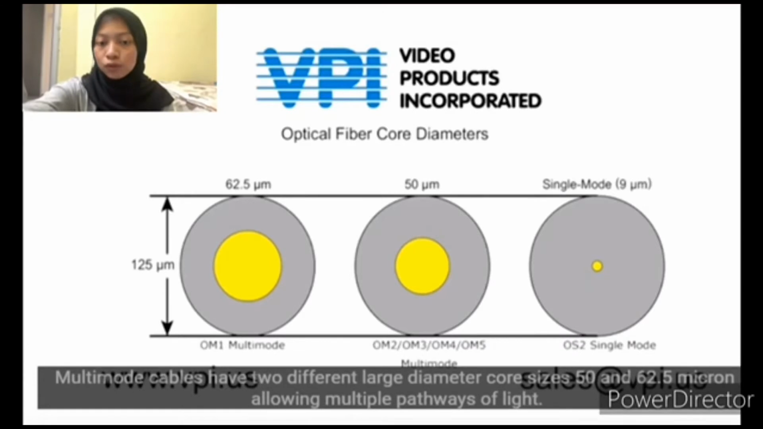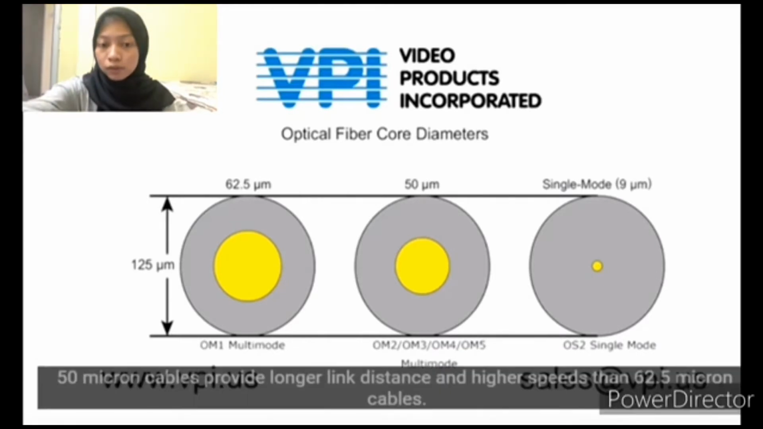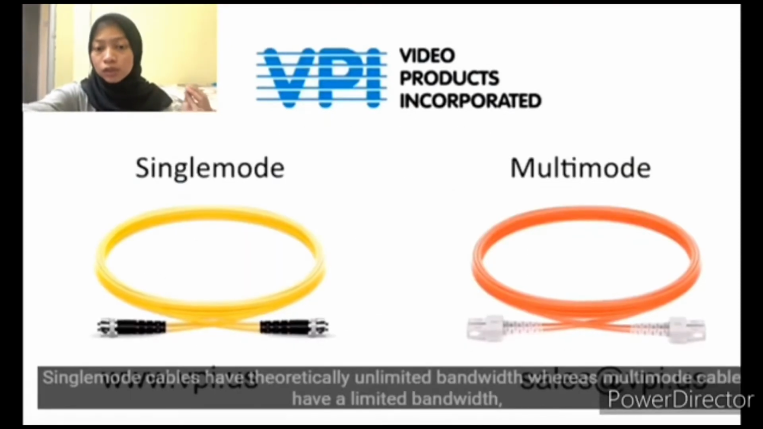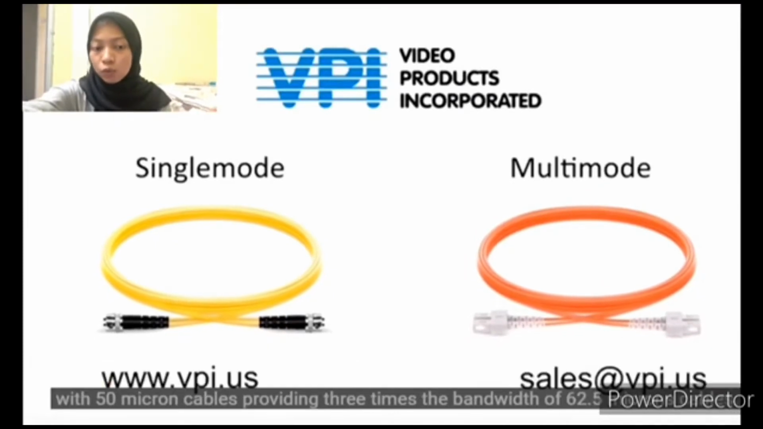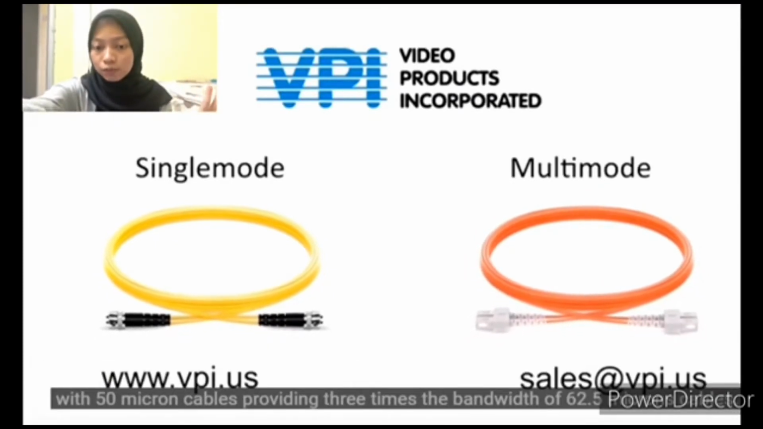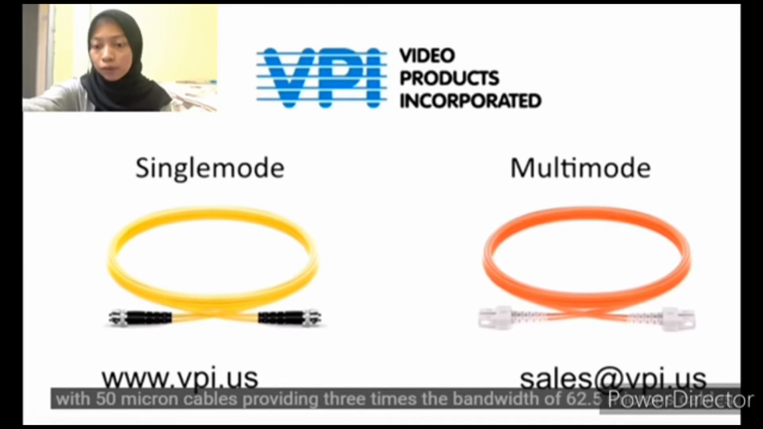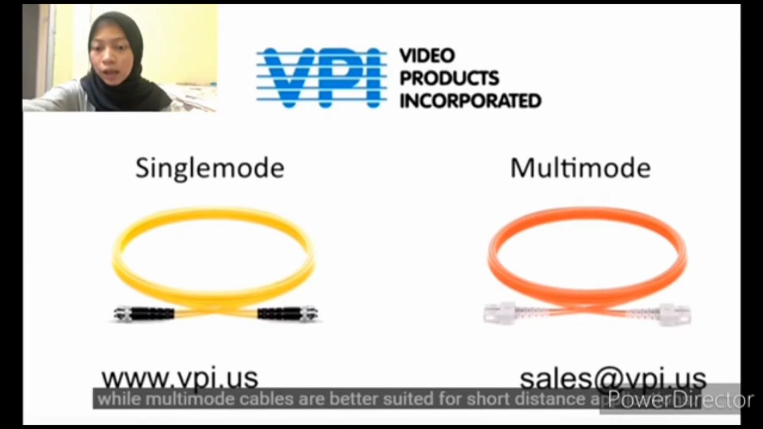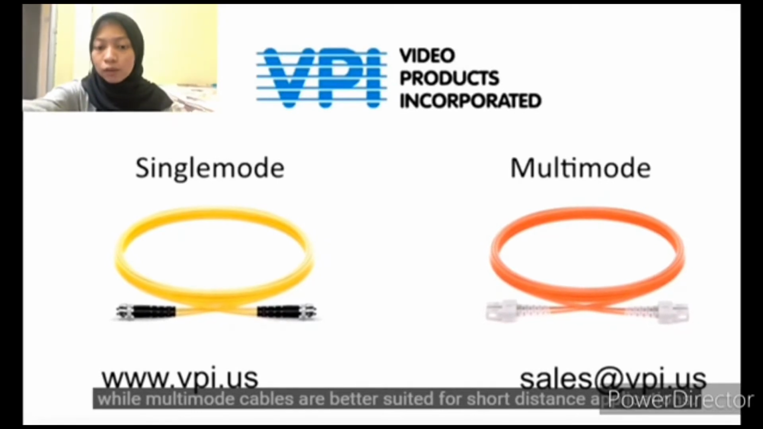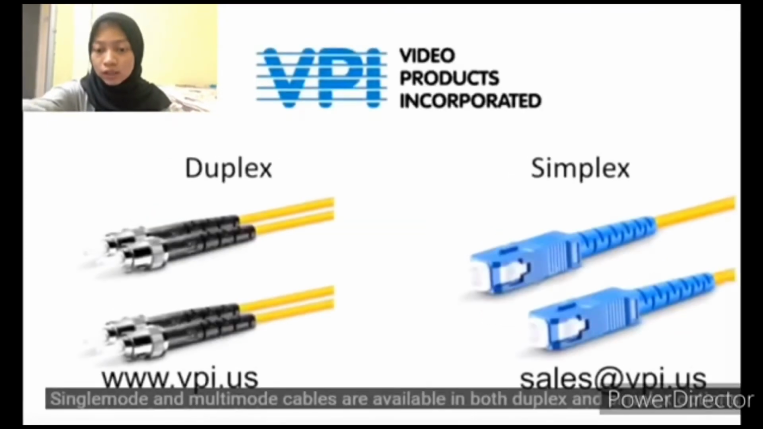Multi-mode cables have two different large diameter core sizes, 50 and 62.5 micron, allowing multiple pathways of light. 50 micron cables provide longer link distance and higher speed than 62.5 micron cables. Single mode cables have theoretically unlimited bandwidth, whereas multi-mode cables have limited bandwidth, with 50 micron cables providing 3 times the bandwidth of 62.5 micron cables. Single mode cables are more suitable for long distance applications, while multi-mode cables are better suited for short distance applications.